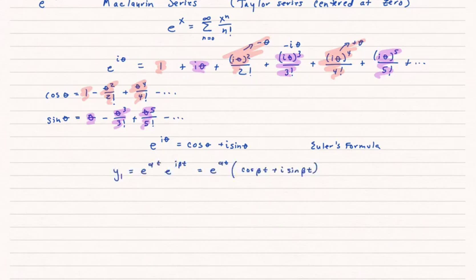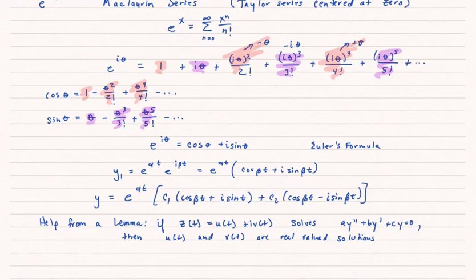So we can rewrite one of our solutions, e to the alpha t e to the i beta t, as e to the alpha t times the quantity cosine beta t plus i sine beta t. And the general solution could be written in this form. The trouble is, we don't really like dealing with imaginary numbers in our solutions. So here we're going to get help from a lemma. If z of t equals u of t plus i v of t, and if that equation solves our differential equation ay double prime plus by prime plus cy equals 0, then u and v are also solutions. They are in fact our real valued solutions.